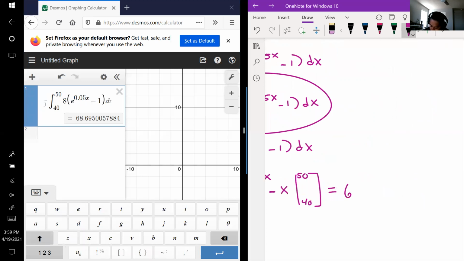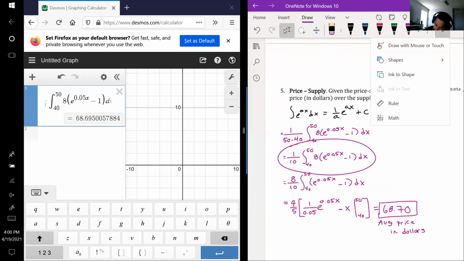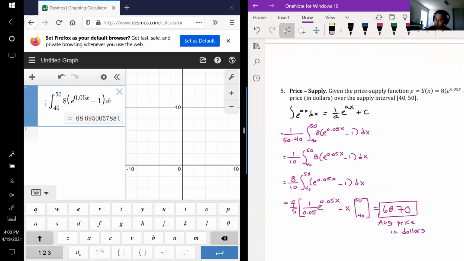We get 68.69, or we can even say 70. Why not? 68.70. And this would be the average price in dollars again. I can't even write. Ugh. Okay, cool. Sweet.